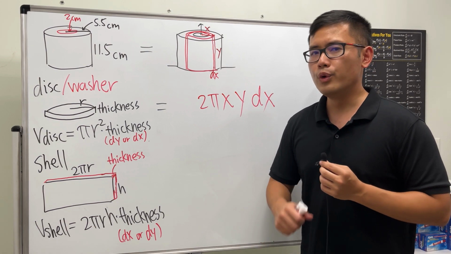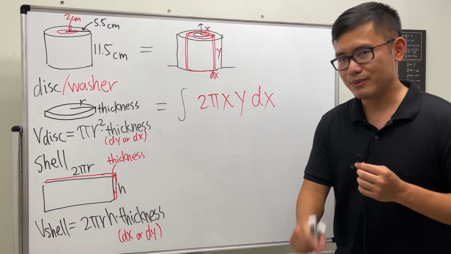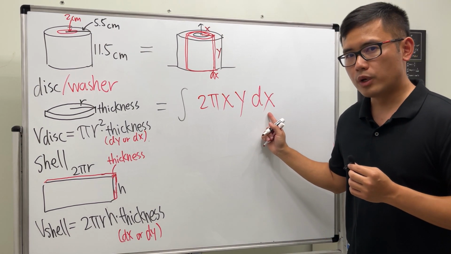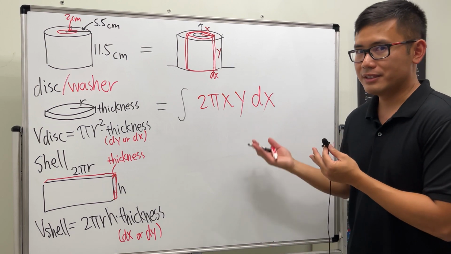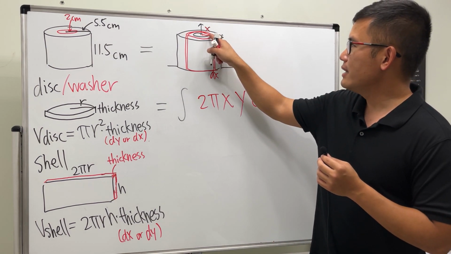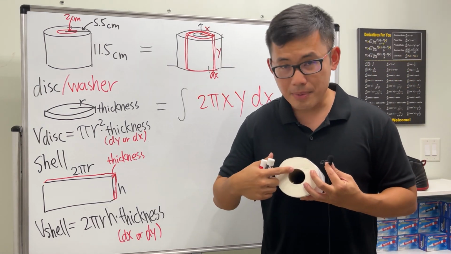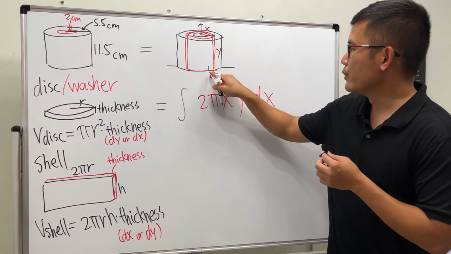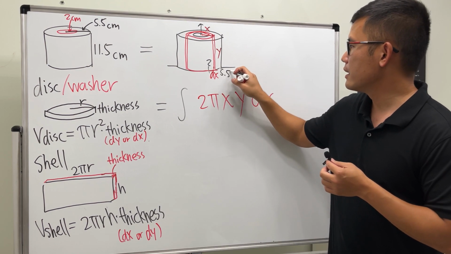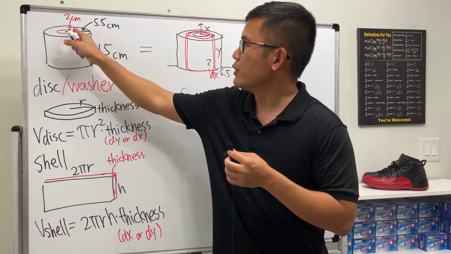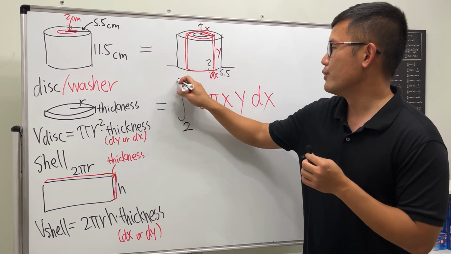But this is not enough. We want the whole thing, right? We are going to add up everything by using integration. Now, check this out. We are in the x world now. So we have to look at the x values going from what to what. What do you guys think? Well, look at this right here. This is like the starting of the very last row of the toilet paper, right? And that's at x value 2. And then this right here is at x value 5.5, right? Because from here to here, the radius is 2. From here to here, the radius is 5.5. So therefore, we are going to integrate this from 2 to 5.5.